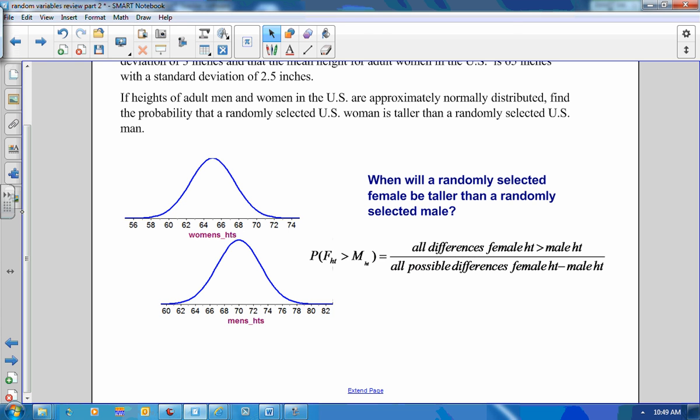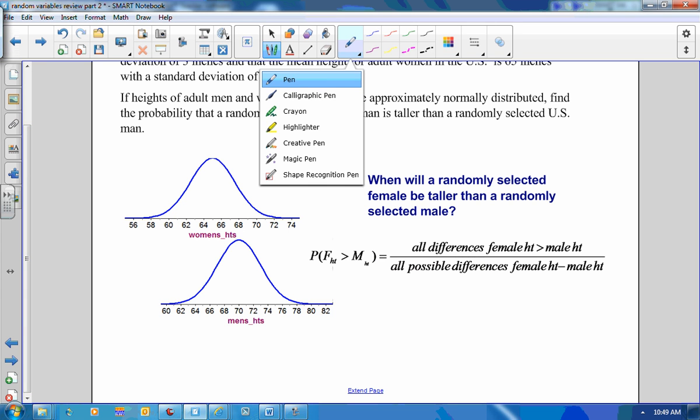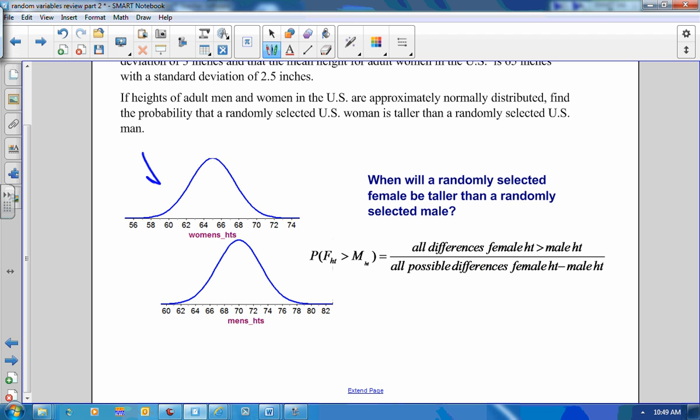Well, here's what we have so far. We have two distributions. Here is the distribution of women's heights. We were told that the women's heights were approximately normally distributed with a mean of 65 inches and a standard deviation of 2.5 inches. So the distribution looks like that. And the male heights were also approximately normally distributed with a mean of 70 inches and a standard deviation of 3 inches. So I want to find the probability that a randomly selected woman from the U.S. is taller than a randomly selected man.